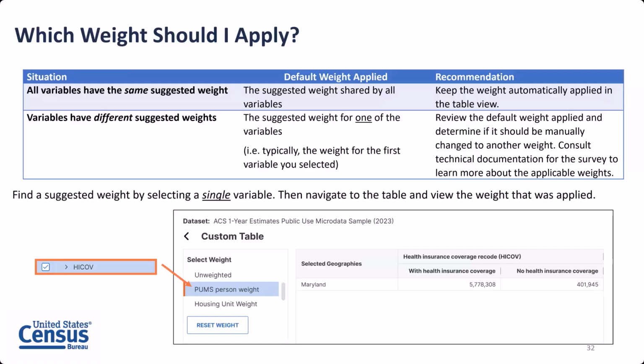If you'd like to find the suggested weight for your data set, there's a number of different ways to do it, but kind of similar to the mapping example we showed for data.census.gov, if you want to use the site directly to tell you the suggested weight for a data set, you can select just one variable and then immediately go to the table view, and you'll see the suggested weight would be automatically applied. In this instance, we're looking at health insurance variable from the American Community Survey, and we can see that its suggested weight for that variable is the PUMS person weight.